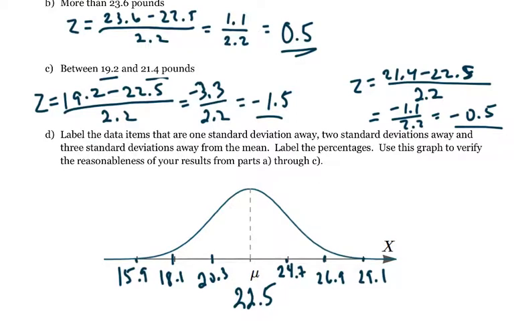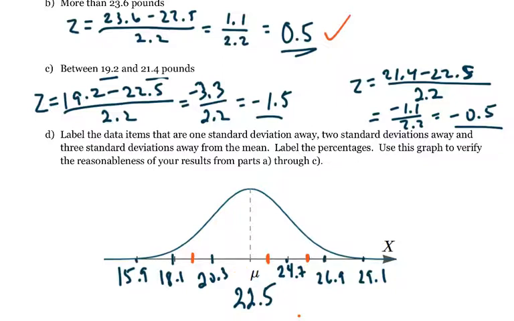If we look at these values, 25.8 is halfway between 24.7 and 26.9, so part A is very reasonable. If I look at 23.6, well, 22.5 and 24.7, 23.6 is exactly in between those, so part B is reasonable. And then we have 19.2, that's halfway between 18.1 and 20.3, which is -1.5 standard deviations.